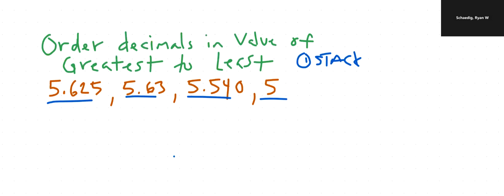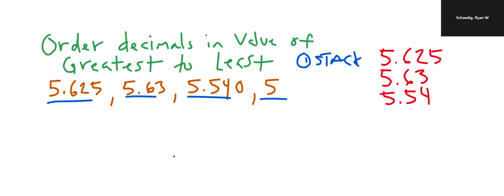All right. So let's go ahead and stack these out. Now we can kind of see them better. So I'm going to come over here. I'm going to say we have a 5 and 625 thousandths. We have a 5 and 63 hundredths. We have a 5 and 540 thousandths. And then we have a 5.